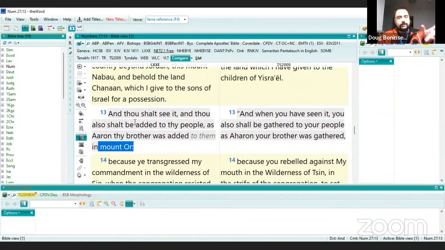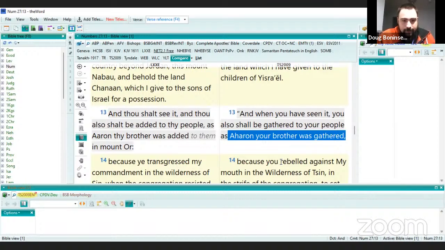So this is, to me, a pretty big deal because it's telling us where Aaron passed away, where probably he was buried too, most likely. So again, the ISR would just say Aaron, your brother was gathered. So it's not telling you where he was gathered. To me, that's a big deal.